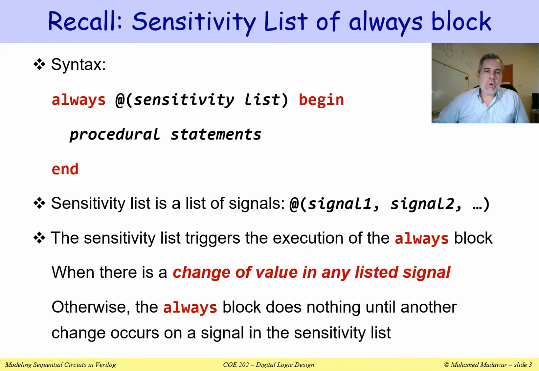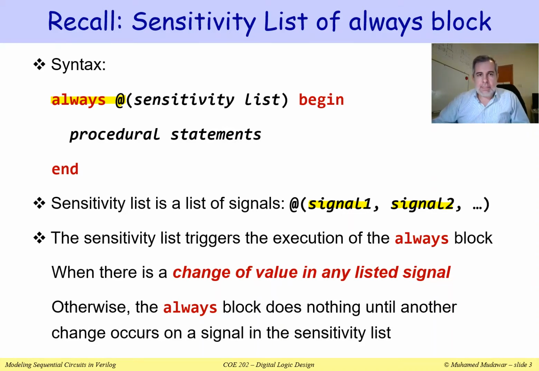Let us recall the always statement. The always statement is a very important statement in Verilog. It starts with the always keyword, with the syntax as shown here, followed by the @ symbol, and then a sensitivity list between parentheses. This sensitivity list is a list of signals, as shown here, signal 1, signal 2. You can have any number of signals enclosed between parentheses and separated by commas.